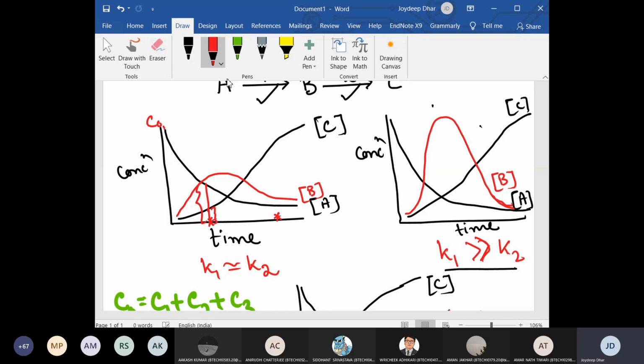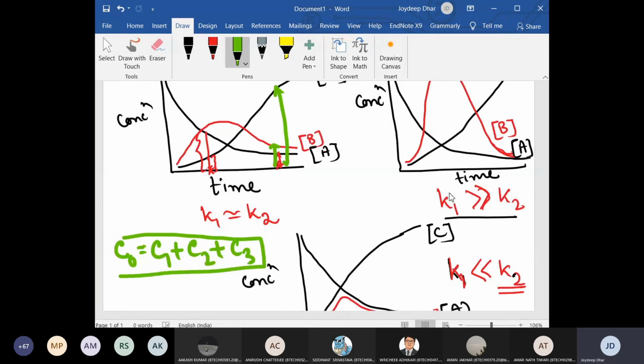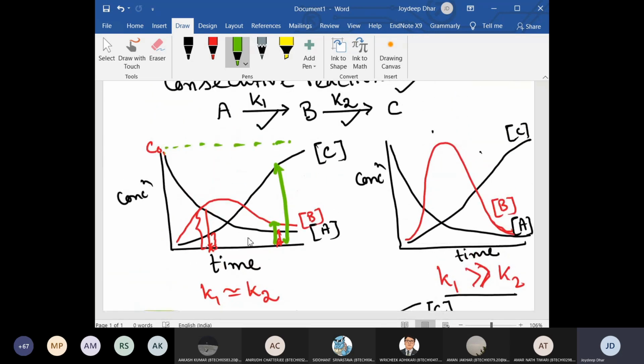So if I take this point, at this point the concentration of A is this height, the second height is for C, and the third length is the concentration of B. If you sum them up, you should get the value of C naught. So at any time, for any graph, this condition should hold: C naught will be the summation of C1, C2, C3. The summation of their concentrations should be the initial concentration, C naught.